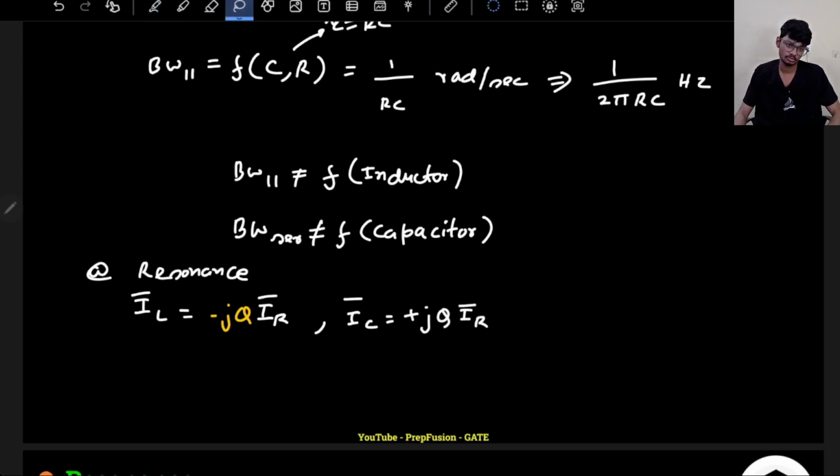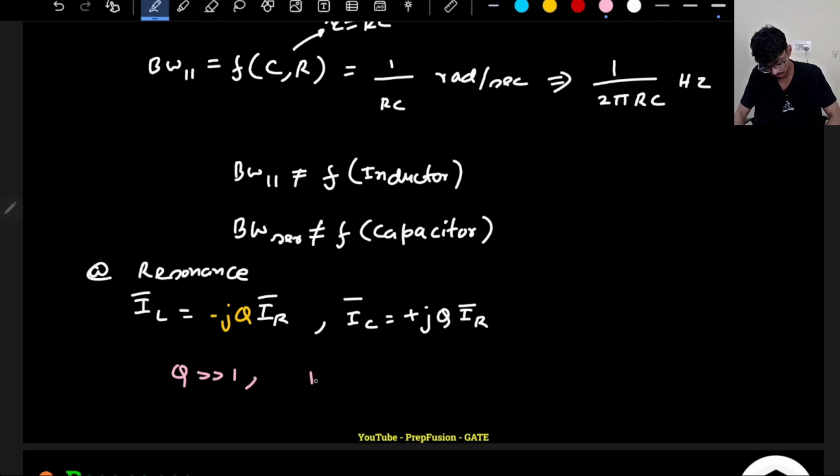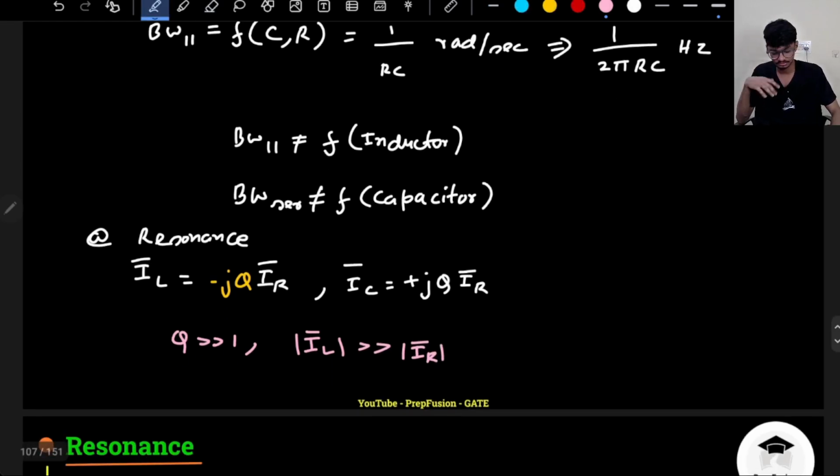Okay. So of course you do understand that if my Q is very high, greater than 1, then the magnitude of IL will be much greater than the magnitude of IR. Or IR is what? At resonance, IR is simply equal to the magnitude of I only, the supply current. Okay, so these things you should keep in mind.